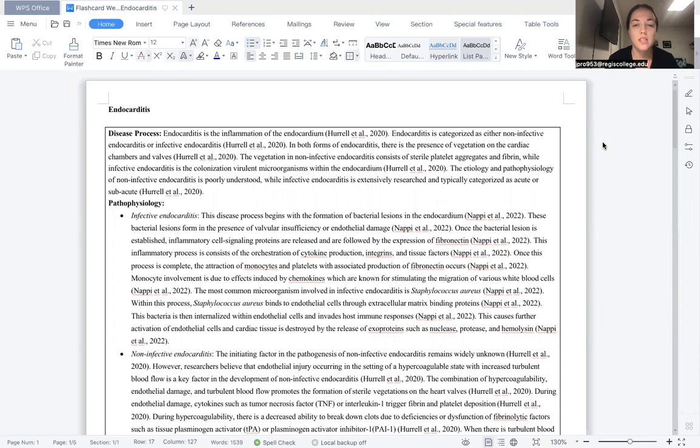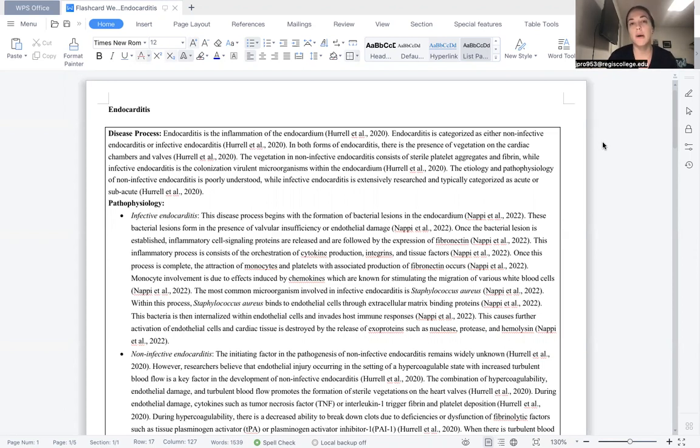So I'm going to start with the disease process, and it's important to know that endocarditis is the inflammation of the endocardium. And you can categorize endocarditis as either non-infective or infective endocarditis. In both forms of endocarditis, there's a presence of vegetation on the cardiac chambers and valves. And with non-infective endocarditis, you will see that the vegetation consists of platelet aggregation and fibrin, while infective endocarditis is the colonization of virulent microorganisms within the endocardium.